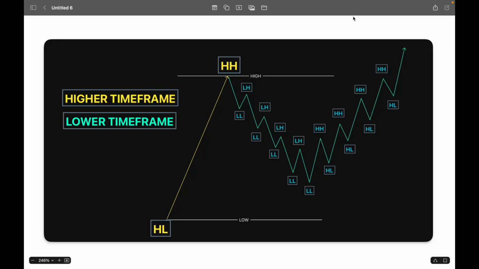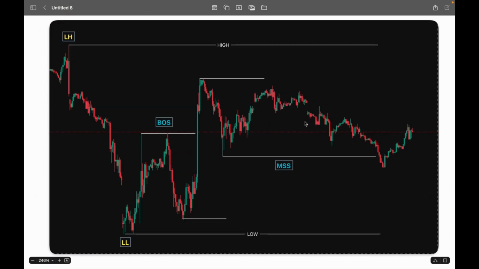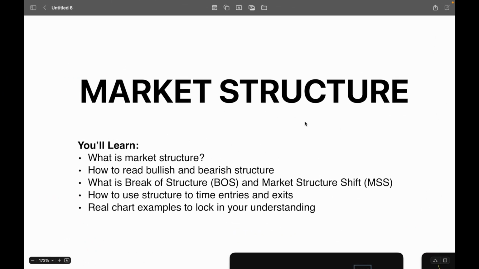In today's video, we are going to talk about market structure and how you can learn this and apply this on your real life charts. So let's get straight to the video. So what is market structure?